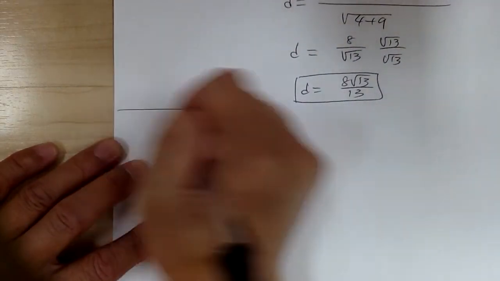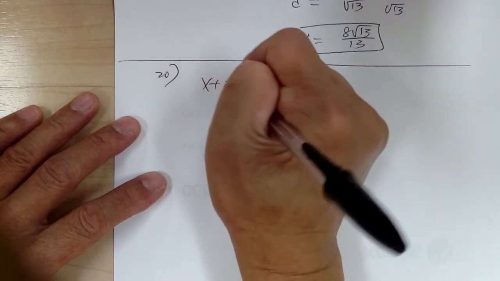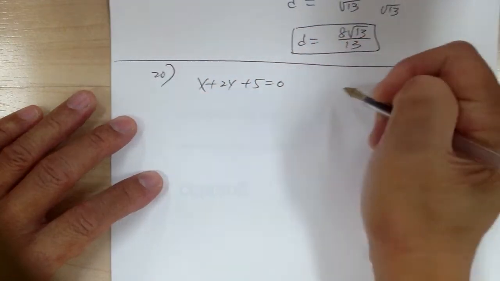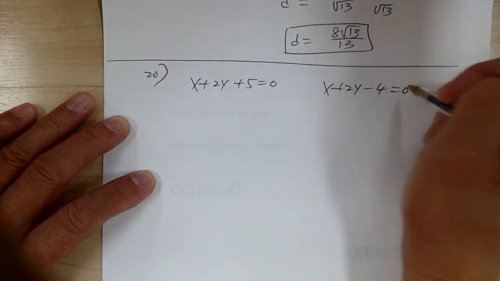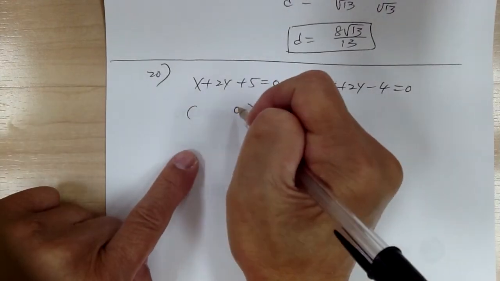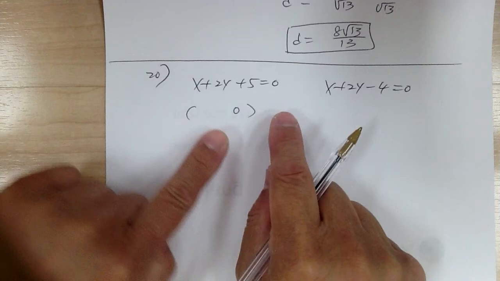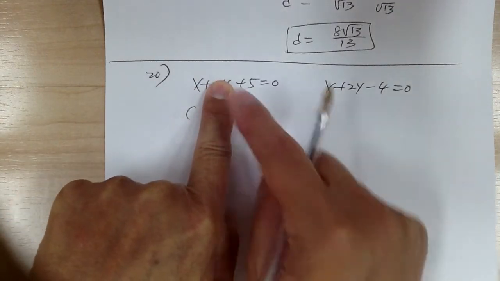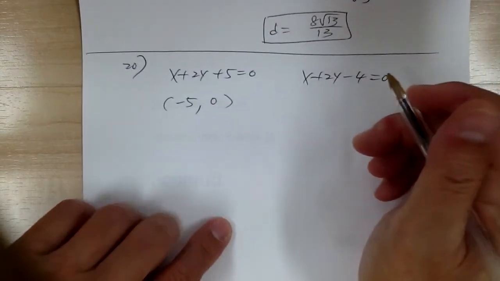Okay, number 20. You have x + 2y + 5 = 0 and x + 2y - 4 = 0. So you can choose a point over here. I'm going to let y equal to 0, because if I let x equal to 0, you're going to get a fraction, so that's a bad choice. So I'm going to let y equal to 0. And so the x will equal to negative 5. Okay? So you can be smart about choosing your point.